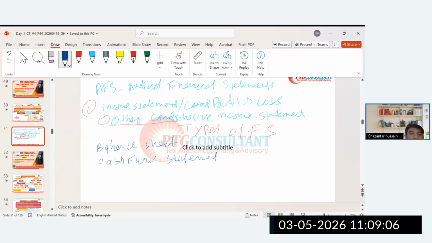So this is the second, this is the third. So now the fourth, then fifth: statement of change in equity. Then notes to accounts.